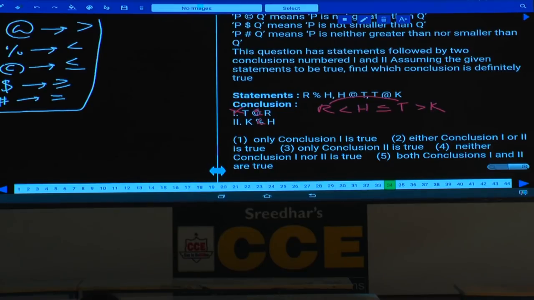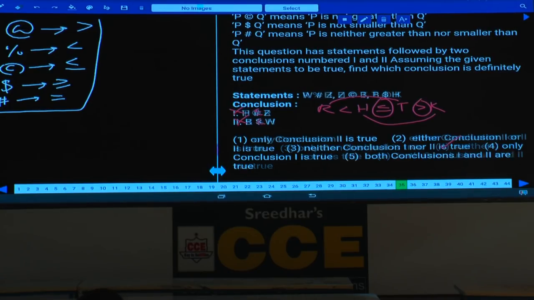Then coming to the second, K lesser than H. Now between H and K, there is 1 lesser than, 1 greater than, 2 opposite symbols. No relation can be drawn, hence neither 1 nor 2, that is given in choice 4. Now this is about question number 34.